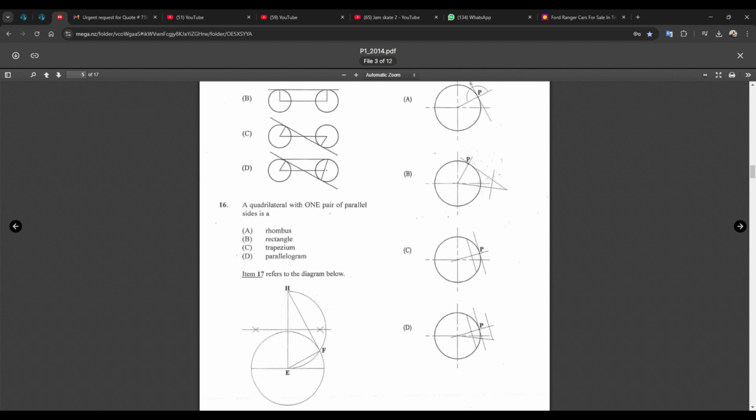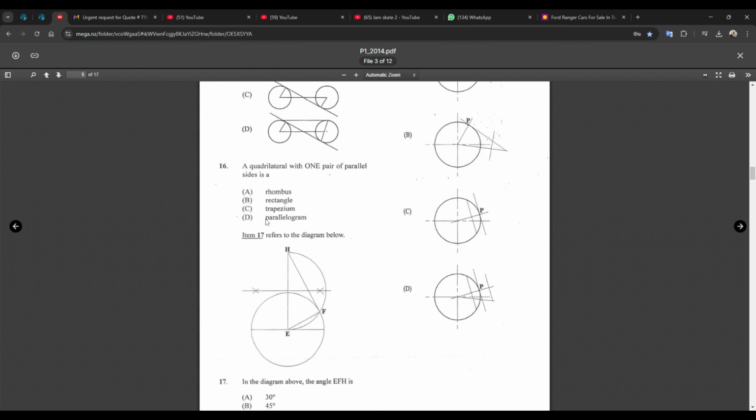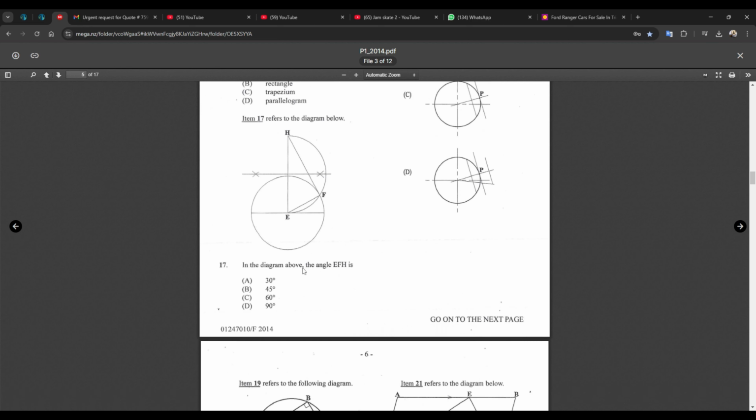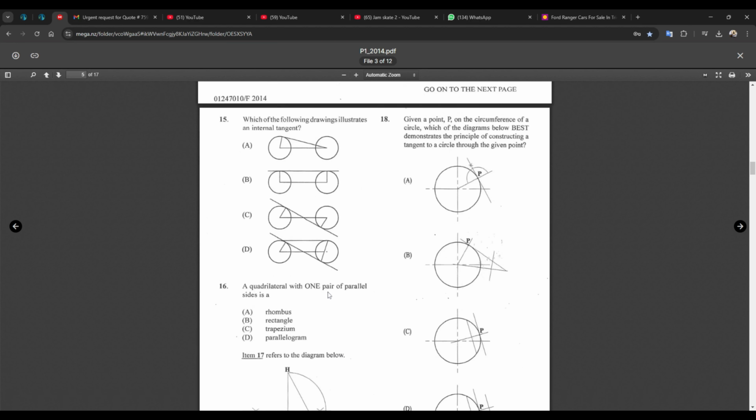Number 16, a quadrilateral with one pair of parallel sides. The answer is C, trapezium. A trapezium has one pair of parallel sides. Number 17, in the diagram above, the angle EFH is actually a 90-degree angle. This is a right angle triangle, although it may not seem like it. So answer D, 90 degrees.